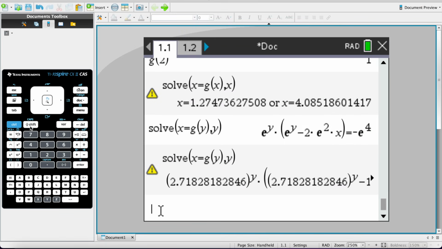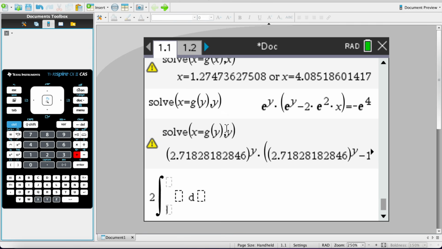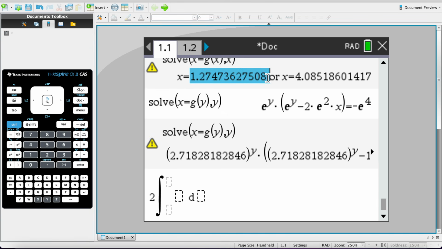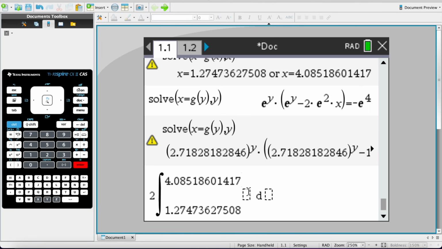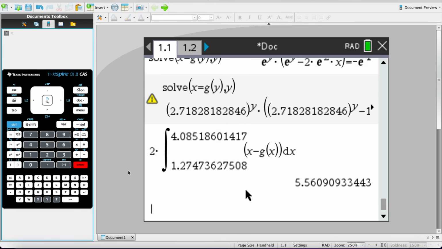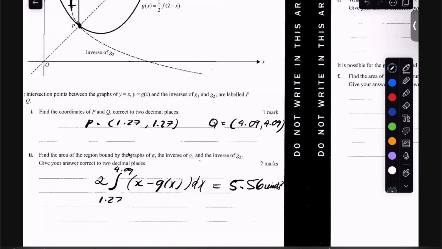I don't think it's any more work than that. So 1.27 is this one, and then the top one is 4.085, and it's going to be x minus g of x dx, and that is 5.56 units squared. All right.